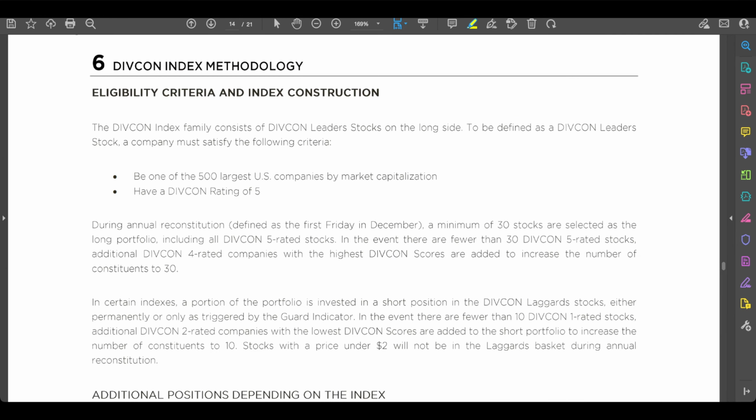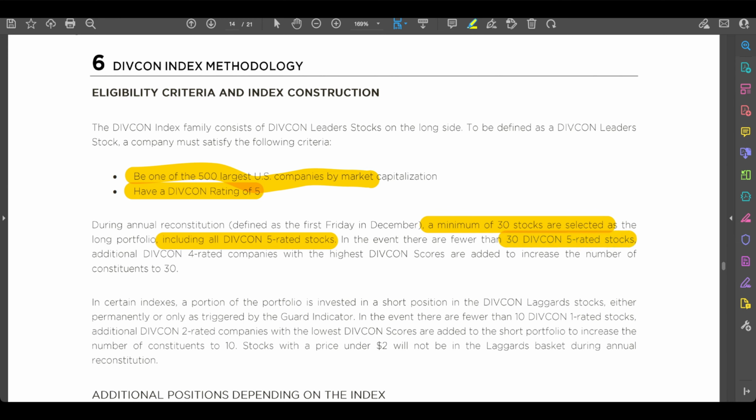To construct the underlying index, the company has to be one of the 500 largest companies by market cap and also have a DIVCON rating of 5. And after this, a minimum of 30 stocks are selected in the portfolio, including all of the DIVCON 5 rated stocks. And if at all a situation comes up where 30 stocks are not available to make the portfolio, then those will be selected from the DIVCON 4 rated companies until the stocks reach a minimum constituents of 30.